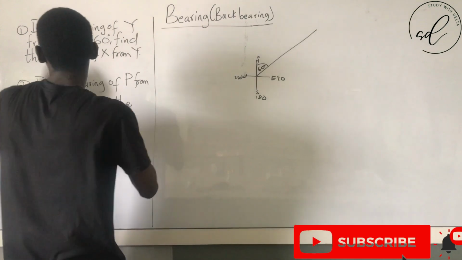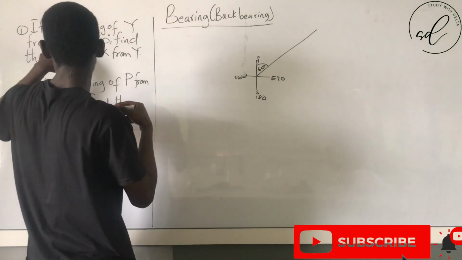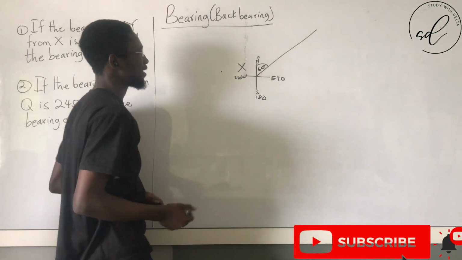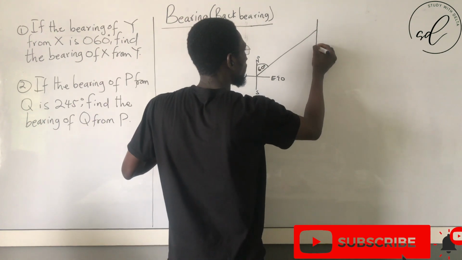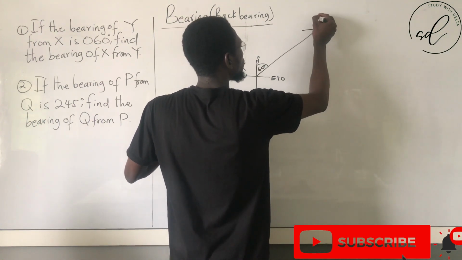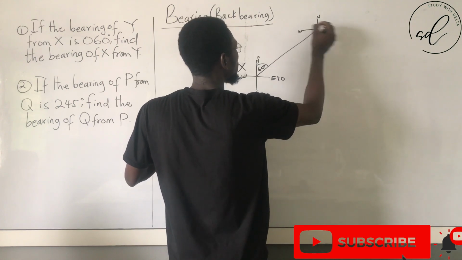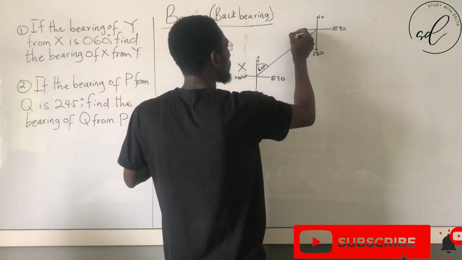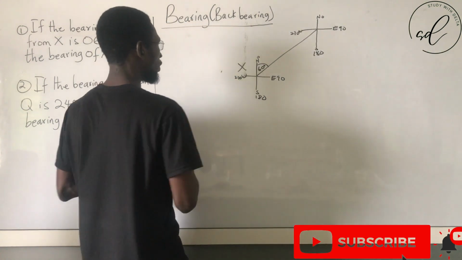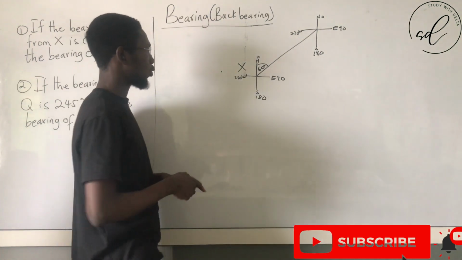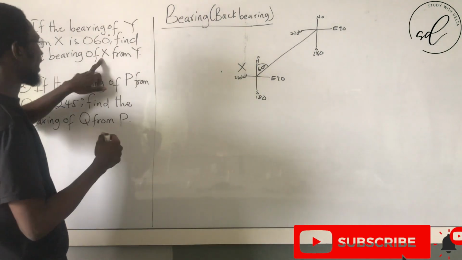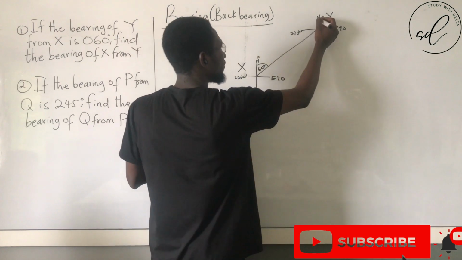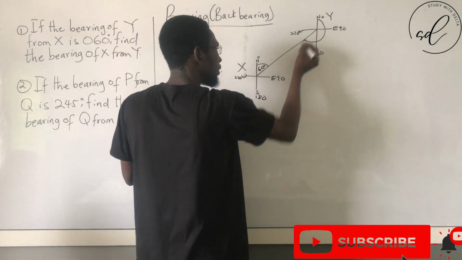60 degrees. So if the bearing of y from x, so this is x, we are standing at x. So I have to draw the same, give the same cardinal points. So north, south, west, east, 90, 0, 180, 270. So we need to know what is the bearing of x from y. So x from y, so this is my y. So my x from y is going to start from the north out to this line.